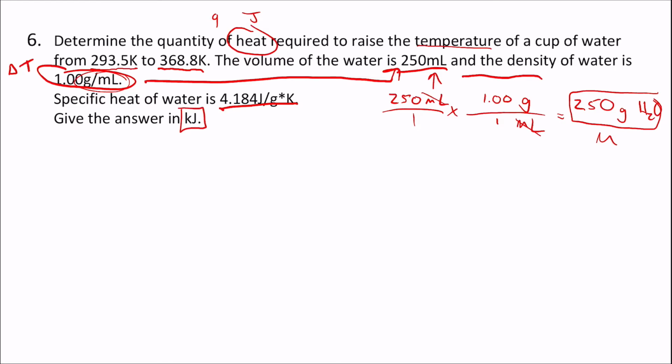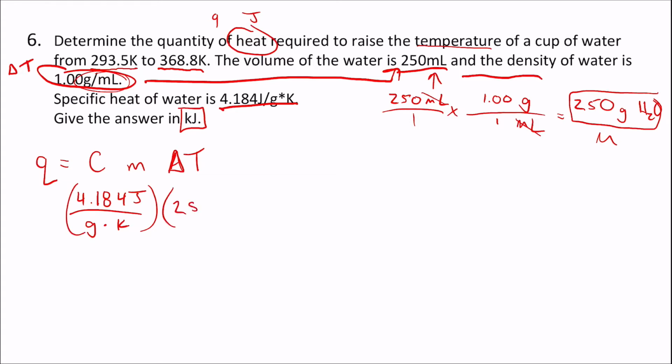They gave us that. And they're asking for the answer in kilojoules. Okay, so let's write down the equation first. We have Q equals C m delta T. So C is 4.184 joules over grams times Kelvin. The mass we just figured out is 250 grams.